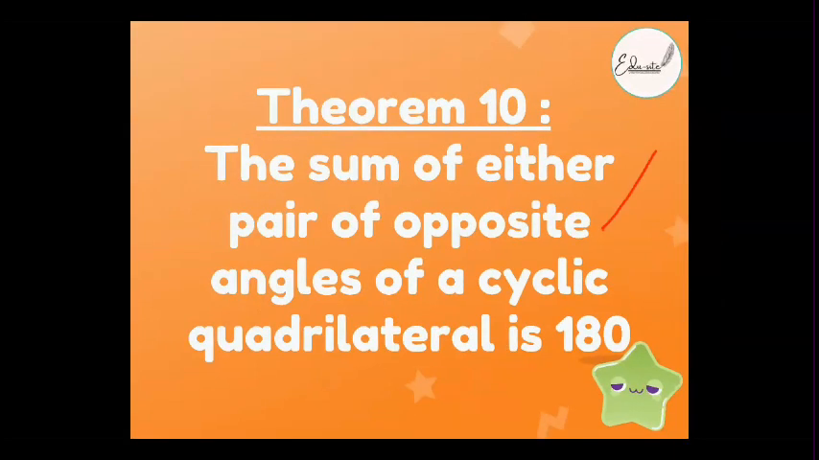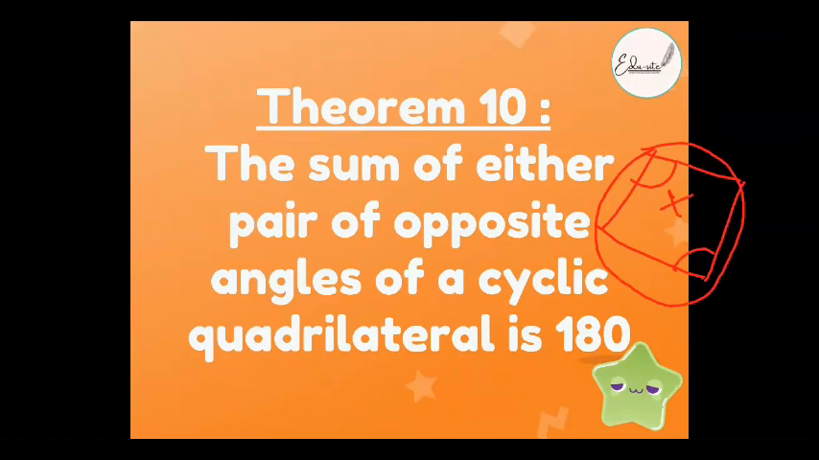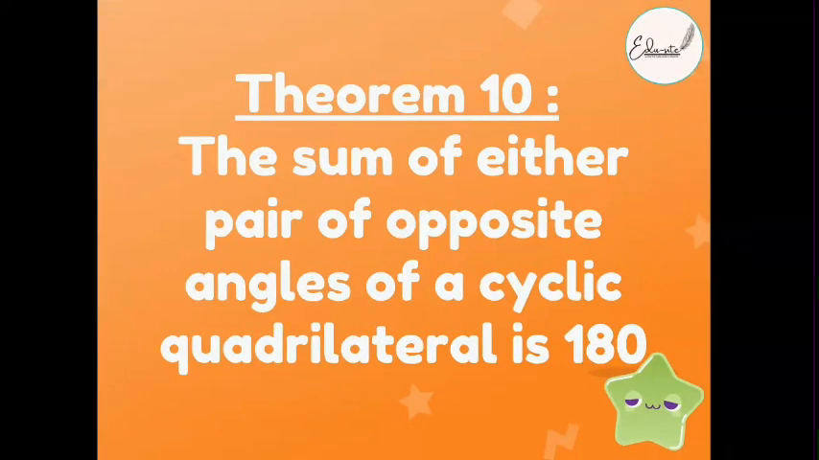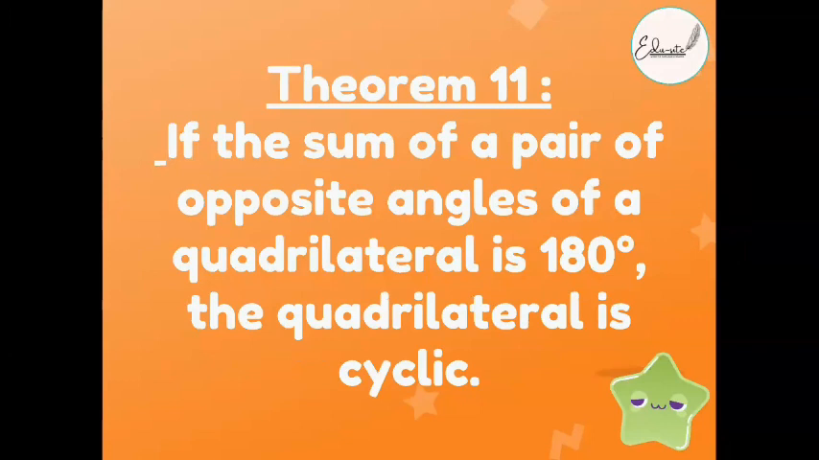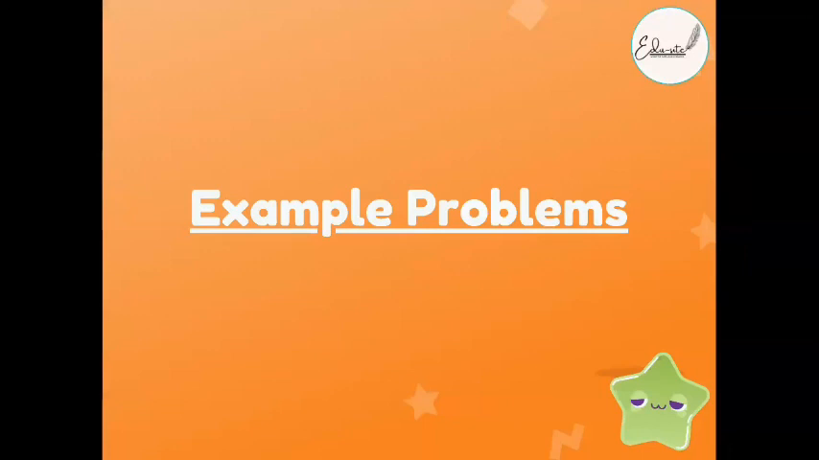The sum of the pair of opposite angles of a cyclic quadrilateral is equal to 180 degrees, correct? And what is the next theorem? Theorem number 11, beta? It's just the converse of this theorem. If the sum is 180 degrees, then all of these are in the same circle, or they are concyclic, correct? Theorem number 11 is the converse of theorem number 10. It states that if the sum of the pair of opposite angles of a quadrilateral is 180 degrees, then the quadrilateral is cyclic. Fine.